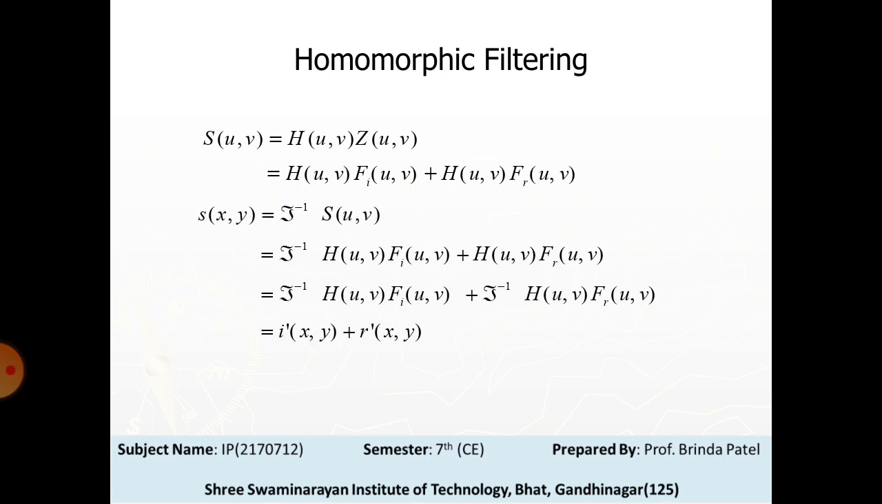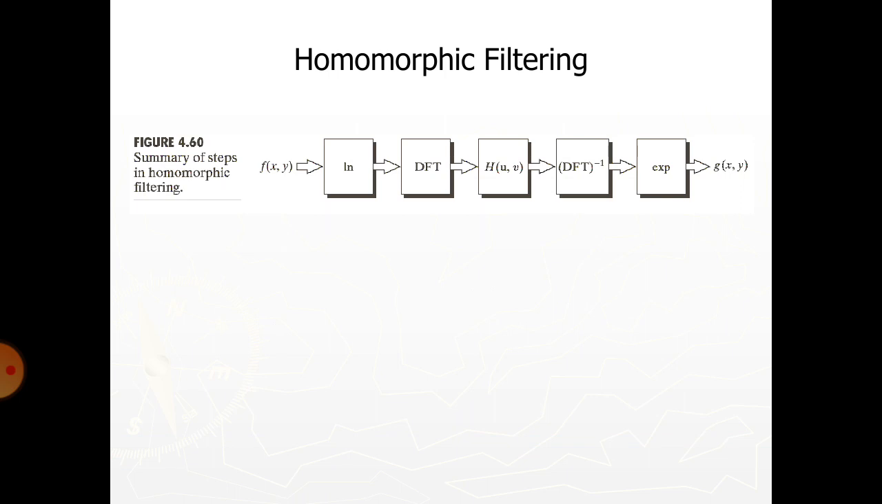We can filter Z(u,v) using a filter H(u,v), so that S(u,v) = H(u,v) Z(u,v) = H(u,v) Fi(u,v) + H(u,v) Fr(u,v). In the spatial domain this gives i'(x,y) + r'(x,y). Finally, g(x,y) = e^s(x,y) = e^i'(x,y) e^r'(x,y) = i0(x,y) r0(x,y), which are the illumination and reflectance components of the output, the processed image.